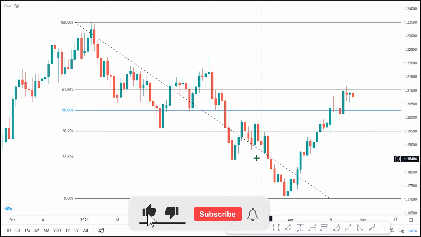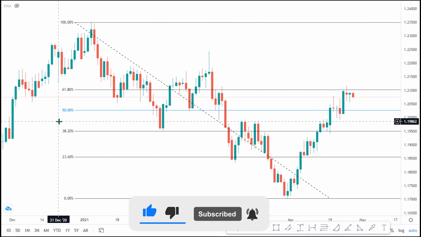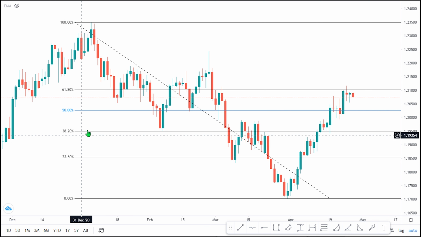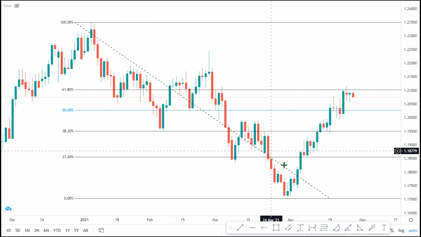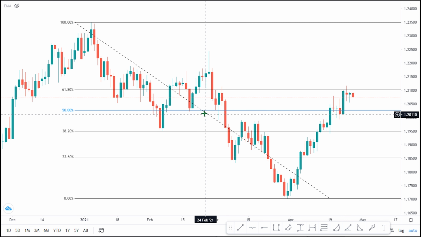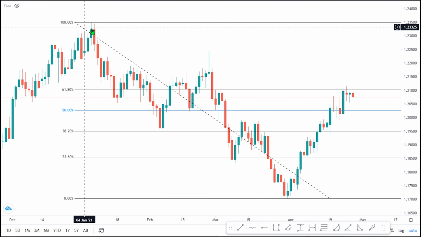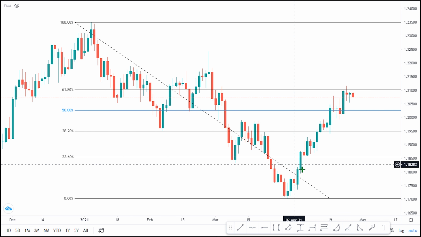Therefore, to implement the Fibonacci tool for pullback trading strategy in the market, watch out for price reaction at the 38%, 50%, and 61.8% Fibonacci retracement level. Remember to practice this pullback trading strategy on a demo account first before applying it on a live trading account.